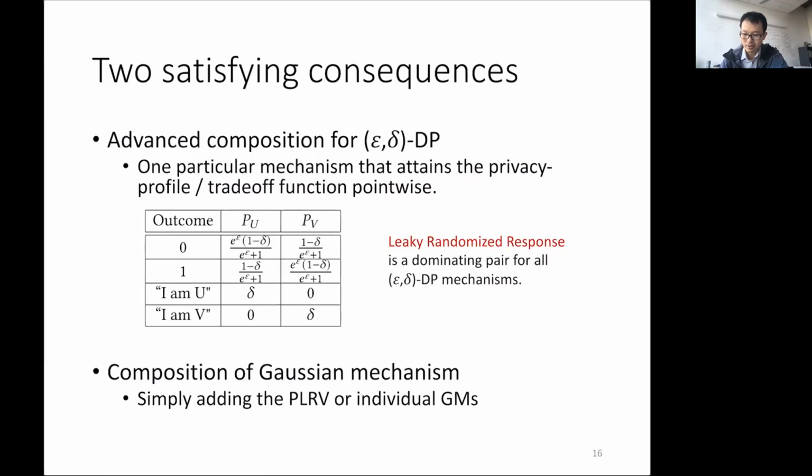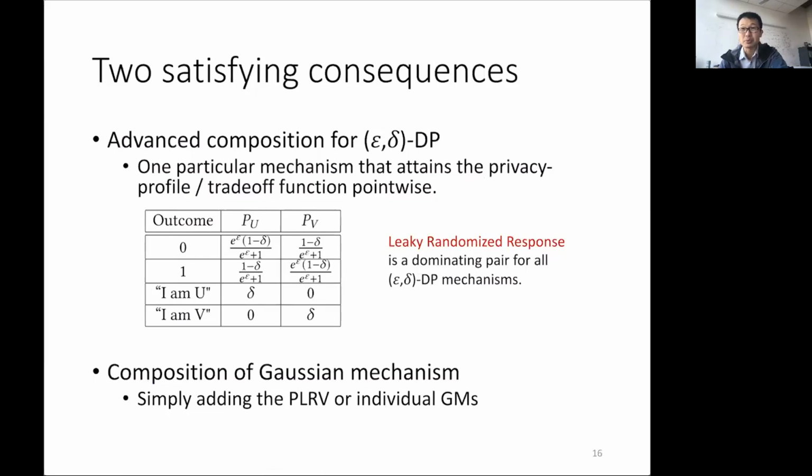This is called a leaky randomized response. So it is randomized response, except that there is a small probability of delta that your output is just going to reveal who you are, right? Let's say that U is the underlying data, and PU outputs 0, 1 with the probability from the randomized response, multiplied by 1 minus delta. But with this small probability delta, you just reveal who you are, say "I am U". And similarly, the distribution PV is defined by this discrete distribution with 4 possible outputs.